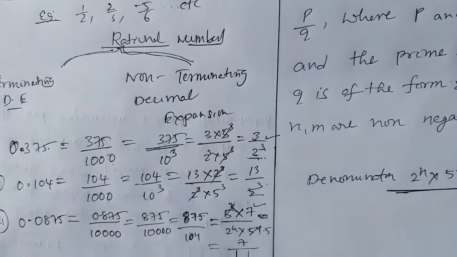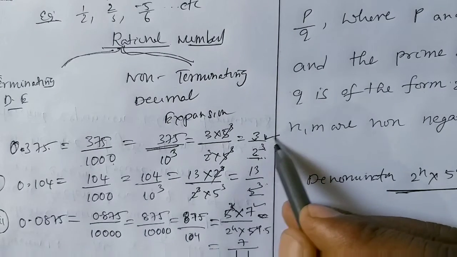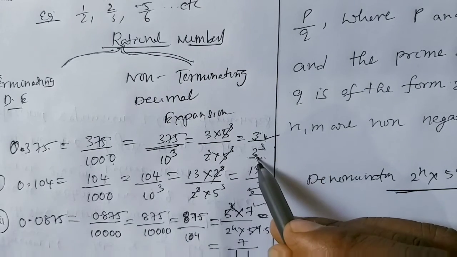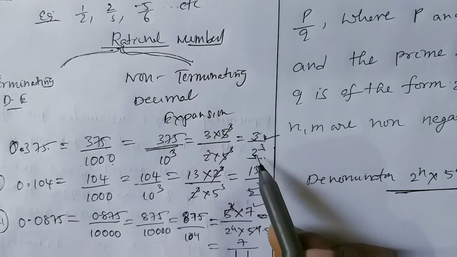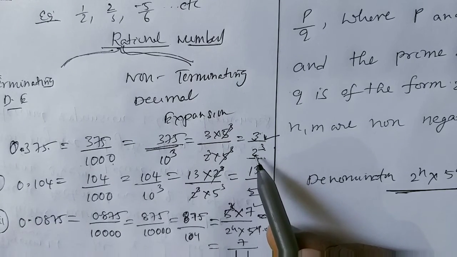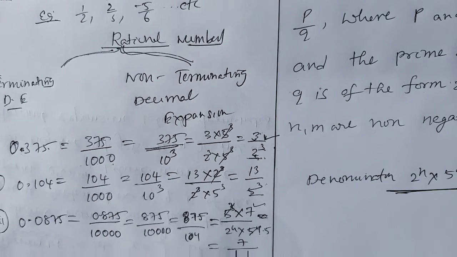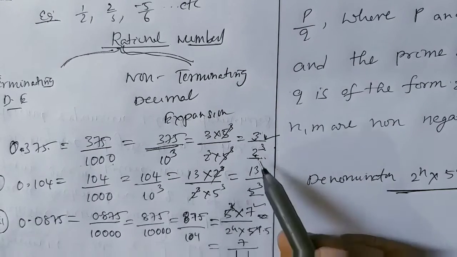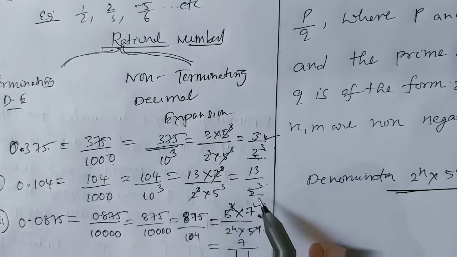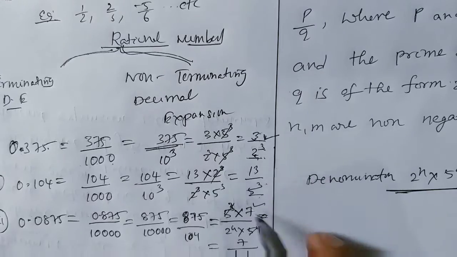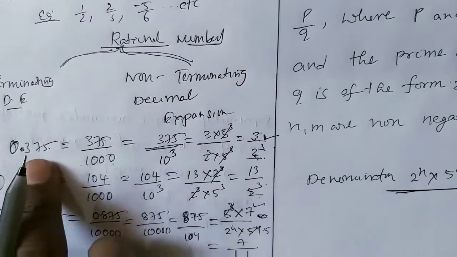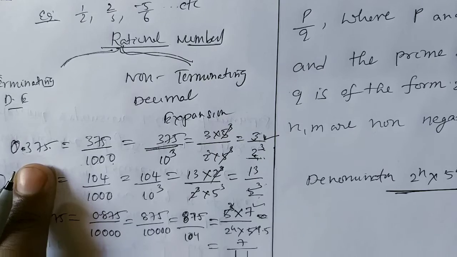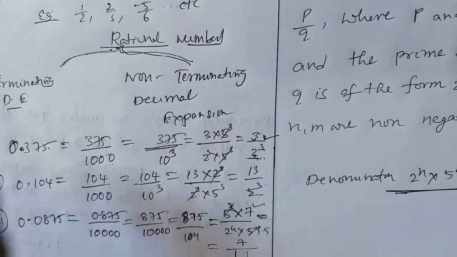And what is the converse of this statement? Suppose a rational number in the form P by Q, whose denominator has the factors 2 powers and 5 powers, such that P comma Q are co-primes, then we can convert this fraction into a terminating decimal. That is the second property, the converse of the statement.